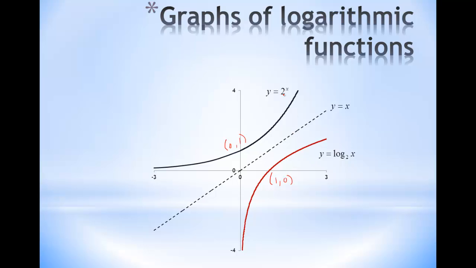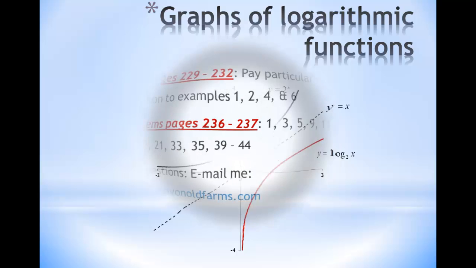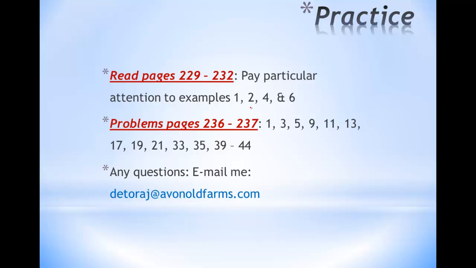And again, where the base changes is just going to change how steep these graphs are, but the general shape will be the same. And again, we can also do vertical and horizontal shifts on these graphs like we did for exponential functions. Okay, here are some pages to read with some examples I want you guys to look at. I know this seems like there's a lot of problems here, but they're pretty straightforward. Make sure that you guys are practicing and emailing me with any questions.